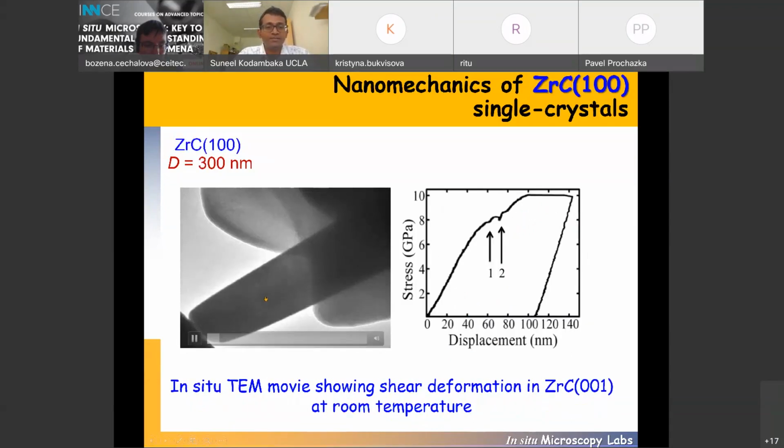This is a similar type of experiment done with a 100 oriented single crystal of zirconium carbide. Notice that now you start forming these slips. There is macro scale shearing that occurs, and you can capture it both in the images and in the stress displacement curves, where you observe these little pop-ins as the slip events occur. Nevertheless, the crystal stays intact, meaning that there is no fracture of the crystal.